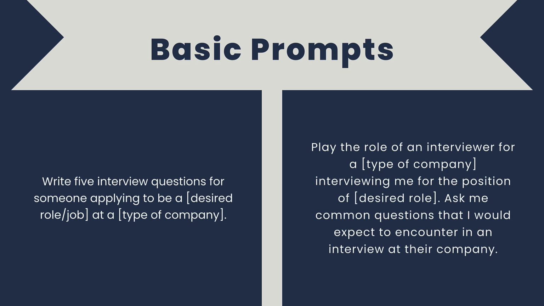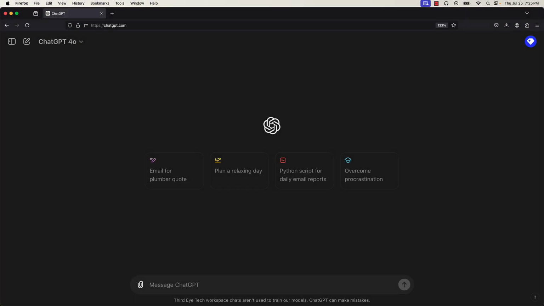It's worth noting here that everything in the square brackets is just a placeholder meant for you to replace. For example, desired role could be graphic designer, and type of company could be an advertising agency. If you're applying to a specific company, you can even provide their actual name here instead. With all that out of the way, let's see these prompts in action.